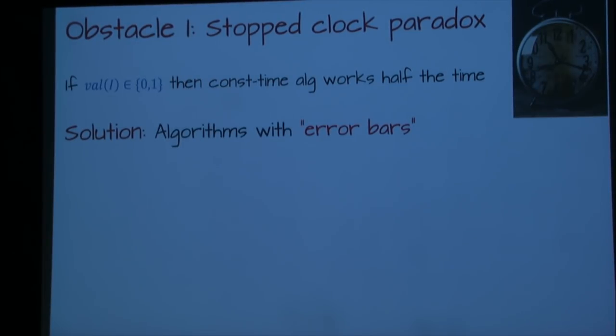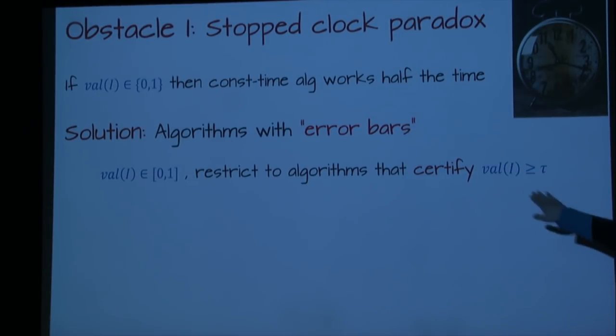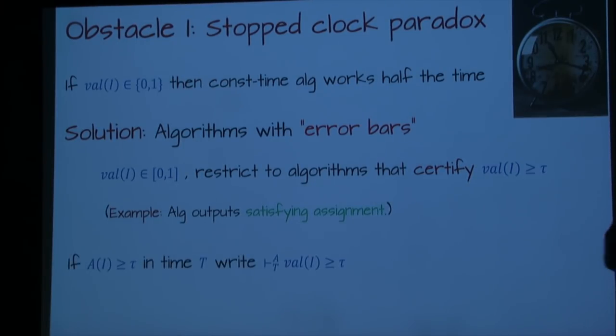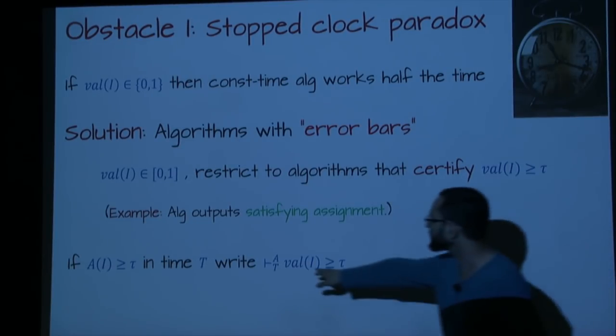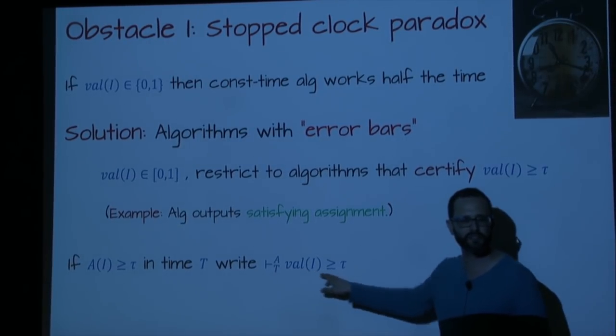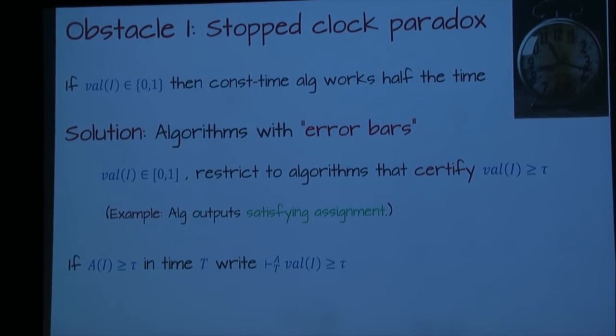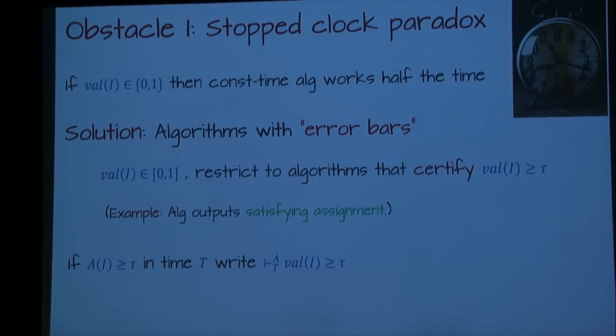One solution for that is we say, okay, we'll do algorithms with error bars. So for example, we will restrict to algorithms that certify that the value is at least tau. One way to think about it is that we think of the search problem: the algorithm doesn't just tell you yes, the formula is satisfiable, it also spits out a satisfying assignment. So at least that solves this problem. Sometimes I use proof complexity notation: this algorithm certifies in time t that the value is at least tau. So you sort of assume that we have something in NP intersect co-NP, only that the time is not polynomial, but possibly some other time for certifying positive instances.